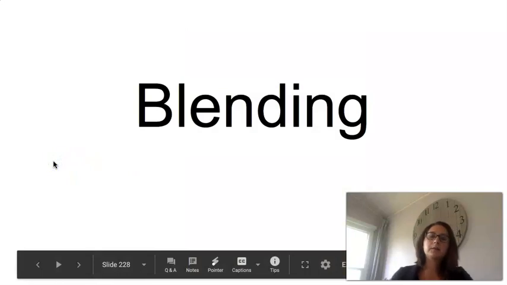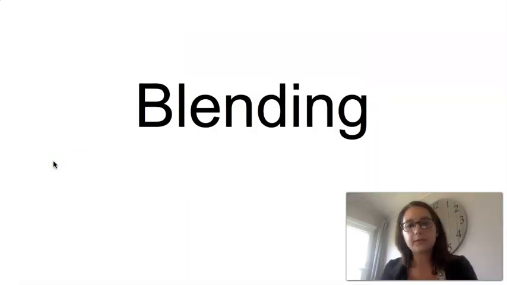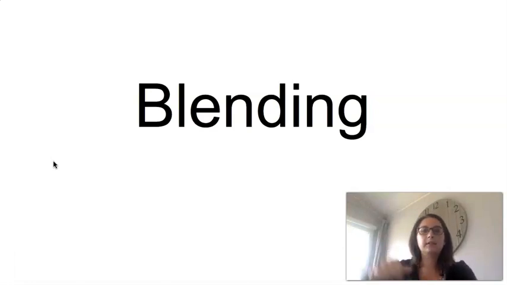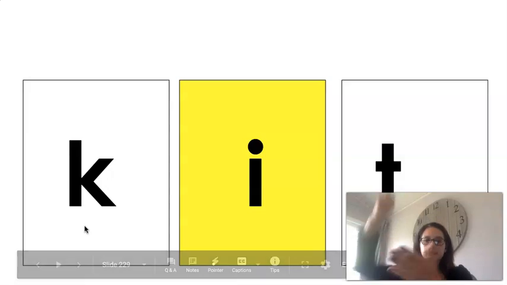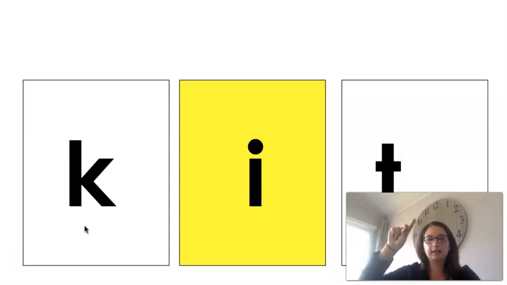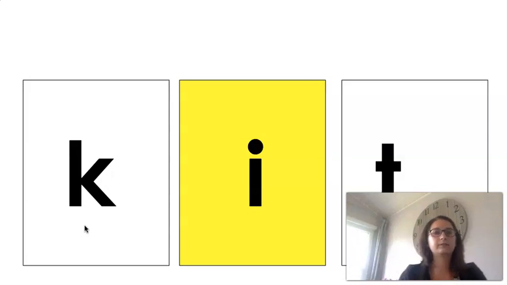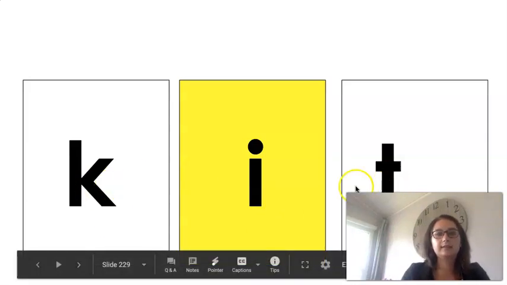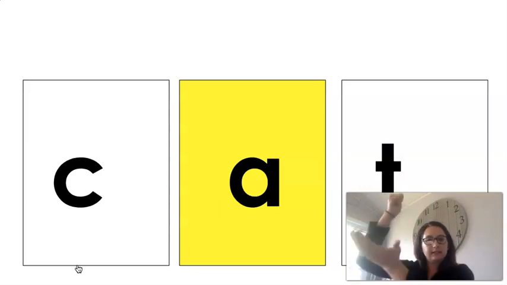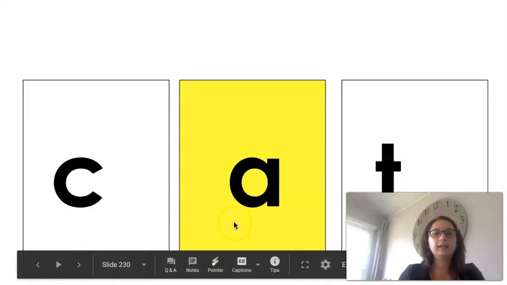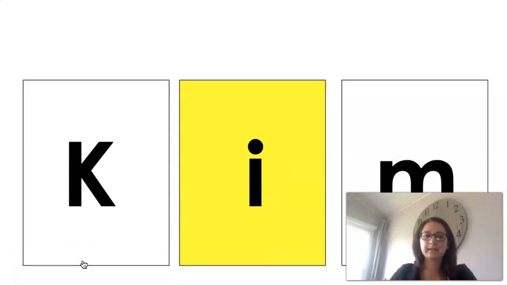Good work. Now we're going to put the sounds together to make syllables. We're going to pound the syllable, tap the sounds, and read the word. Here we go. The syllable is kit. K-it. Kit. The next syllable is cat. K-at. Cat. The next syllable is Kim.